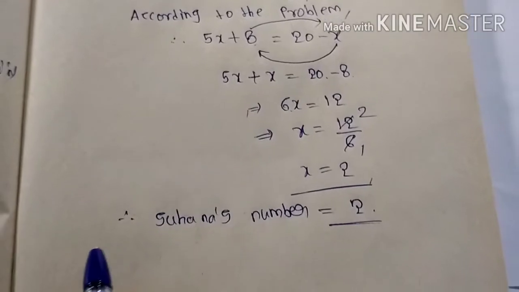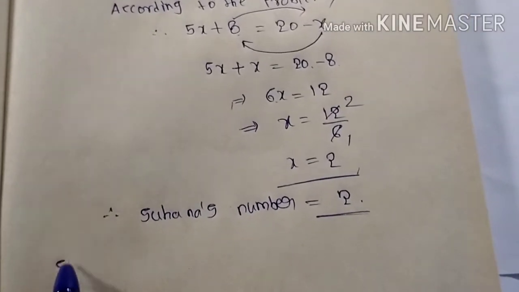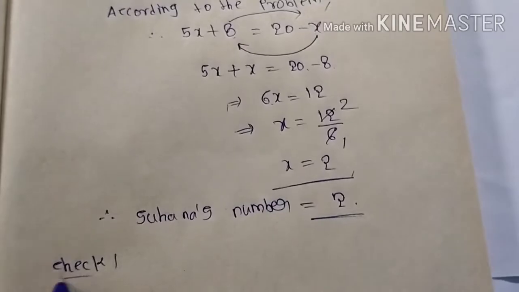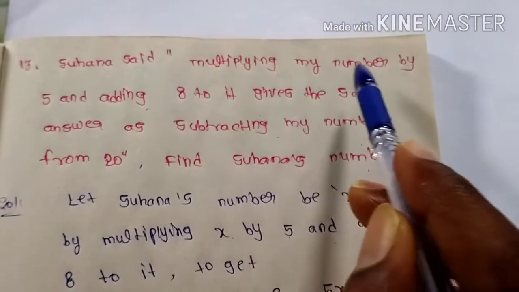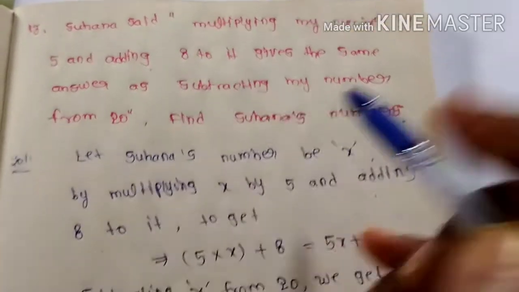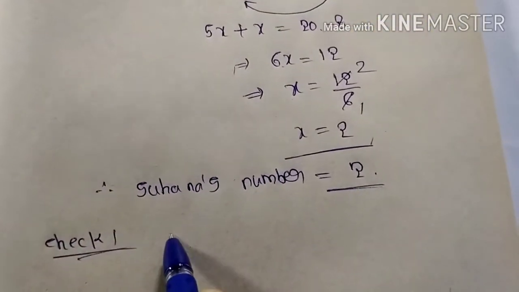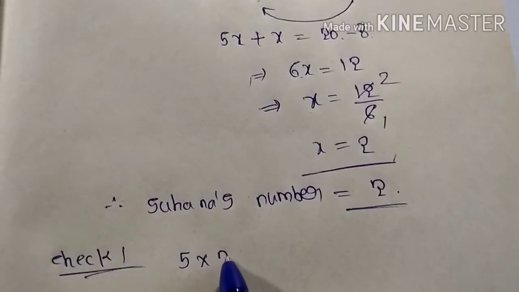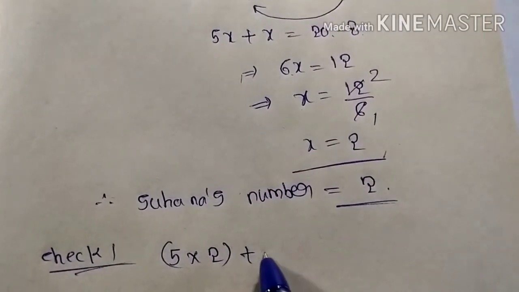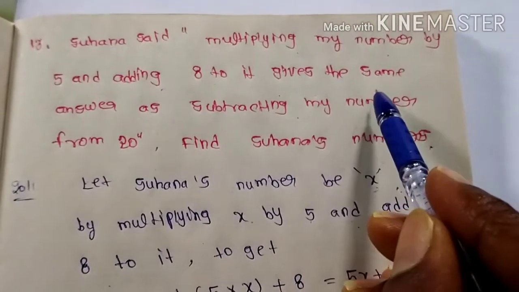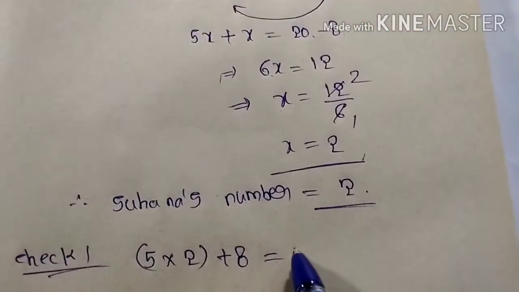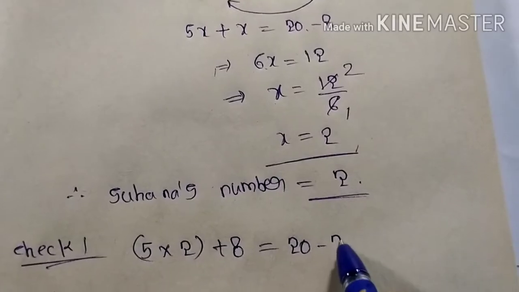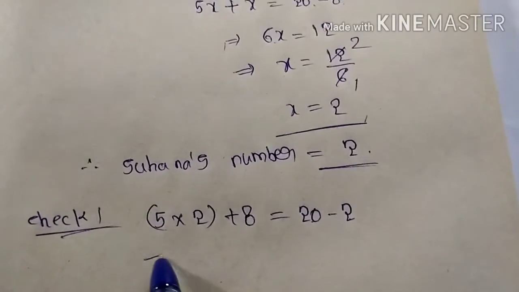If you want, you can check your answer. See, by checking verification. Check. See, multiplying my number by 5 and adding 8, that means 5 into 2 plus 8, is the same as subtracting my number from 20. That means you can subtract 2 from 20. Both are same or not, you can see here.